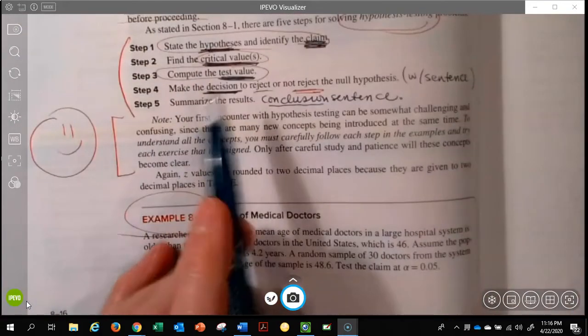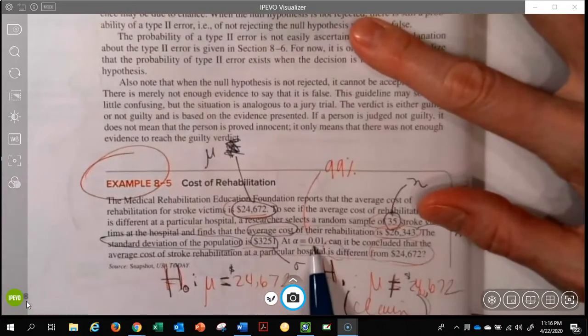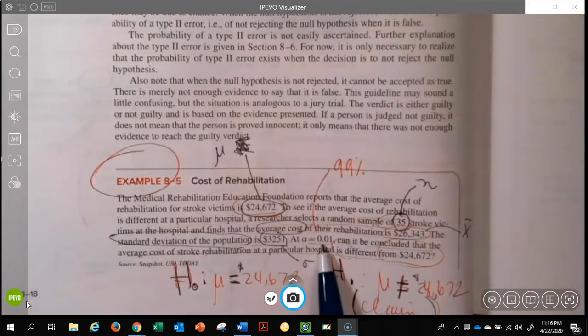Moving on down the steps, after we do hypothesis and claim, we need to go find the critical value. For the critical value, we're looking at an alpha of 0.01.